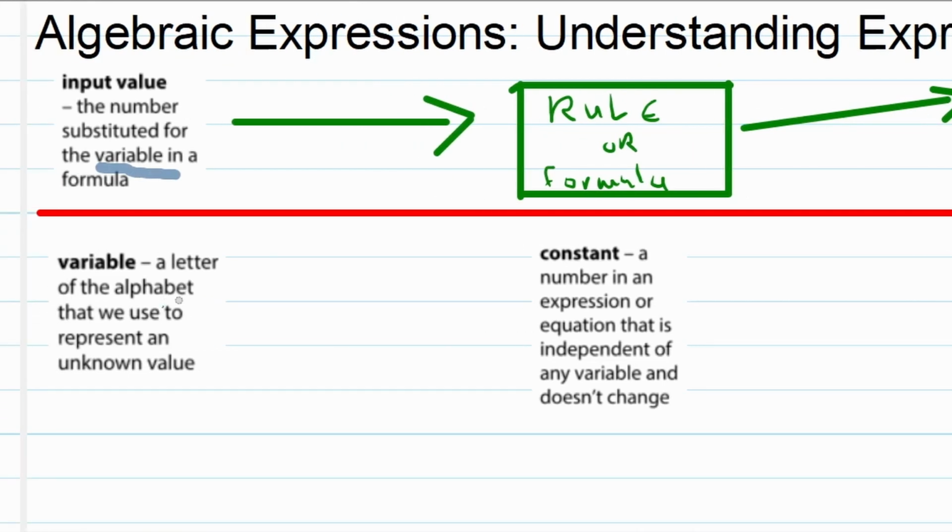What is a variable? A letter of the alphabet that we use to represent the unknown value. So this is like a placeholder. This is just a position that we can identify within a calculation until it has a value. For instance, x plus 7, y. Both x and y are variables. They represent an unknown number, a number with an unknown value.